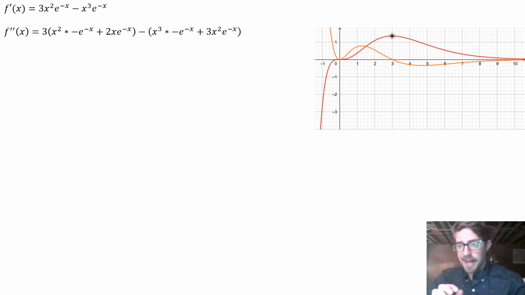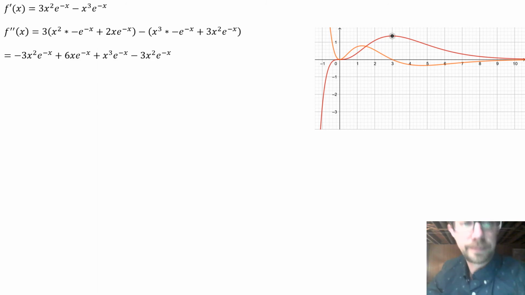And we want to clean that up as much as we can because we have to repeat the process. We have to set this equal to 0 and solve it. So don't leave it like that. Get it as nice looking as you can. So I just distributed the 3 and I got rid of the parentheses. This is just like order of operations. Negative 3x squared times e to the negative x plus 6x times e to the negative x plus x cubed times e to the negative x minus 3x squared times e to the negative x.